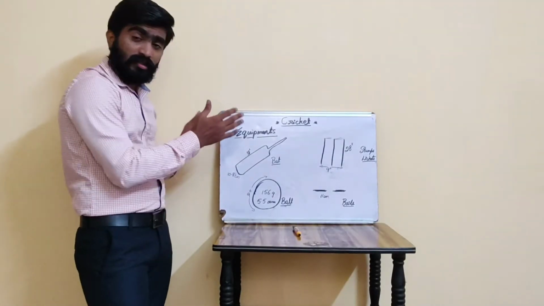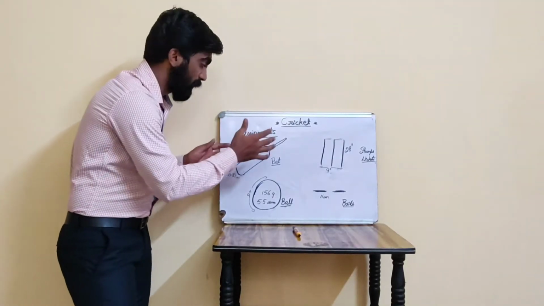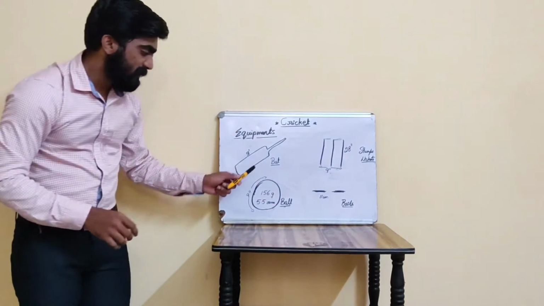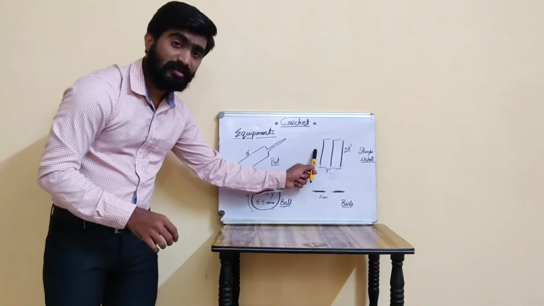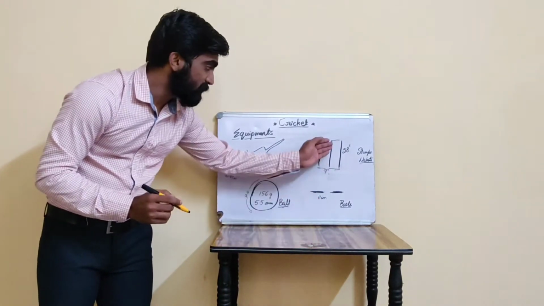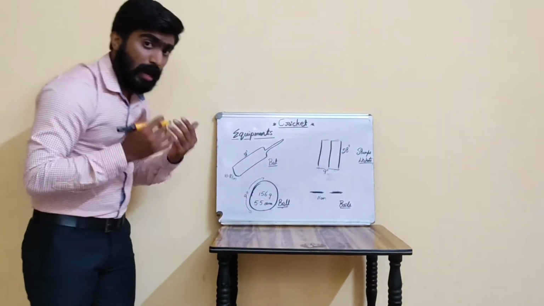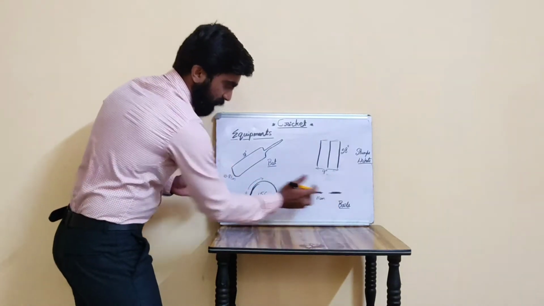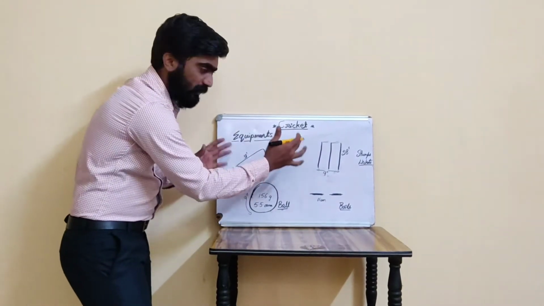Now I'll come to the major equipments used in the game cricket. The first one is bat, ball, wickets or the stumps, and the bails. I know usually bails are placed on top of the wickets, but for our convenience I have written it here. Now I'll come to the measurement of these equipments.